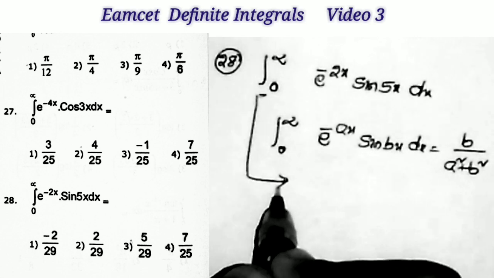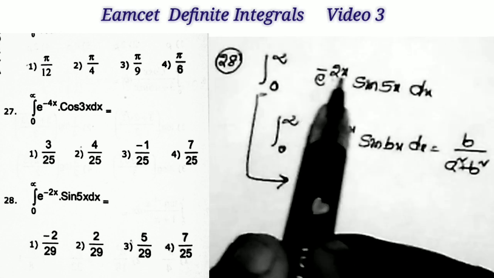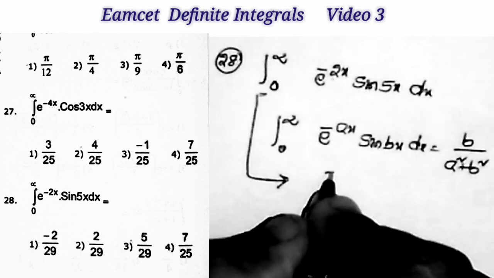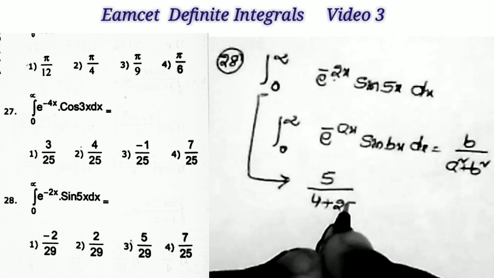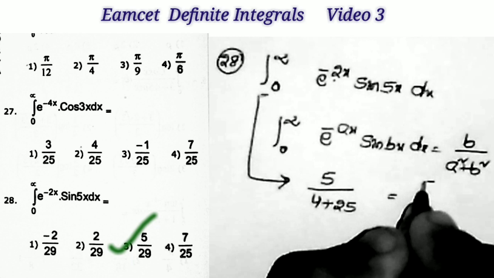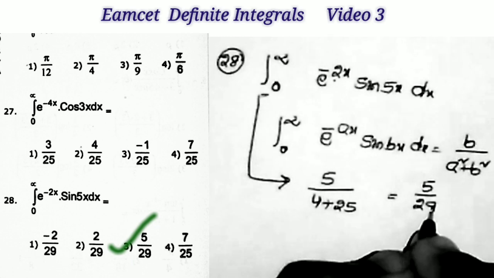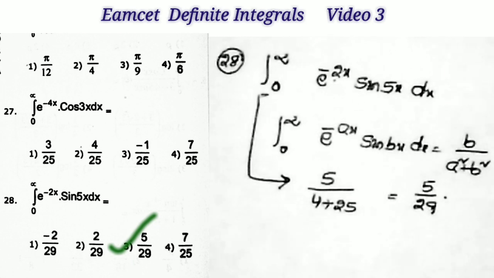Therefore the answer is equal to, here a is equal to 2 and b is equal to 5. b by a square plus b square is 5 by (4 plus 25). Therefore the answer is 5 by 29. That's all, and this is the third option.